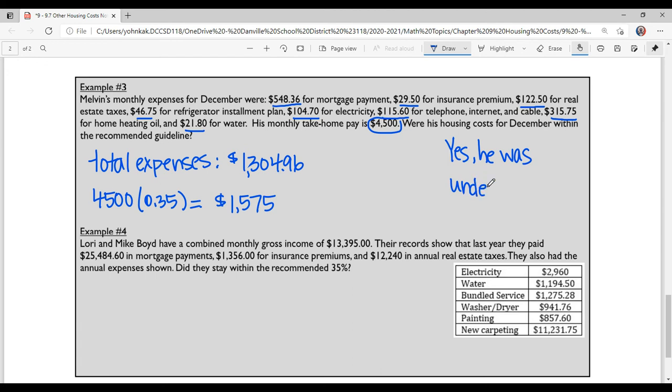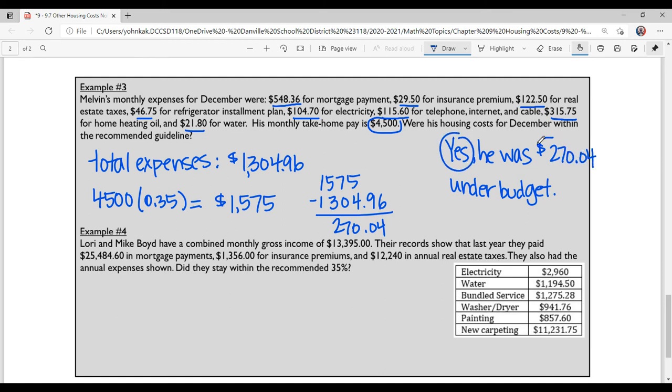Because my total expenses were lower than the recommended, we could say yes, he was definitely under budget. And we just need to find how much under budget. So we can take the bigger and subtract the smaller. So take 1575 and subtract 1304.96. That gives us $270.04. So he was $270.04 under budget. Pretty good.